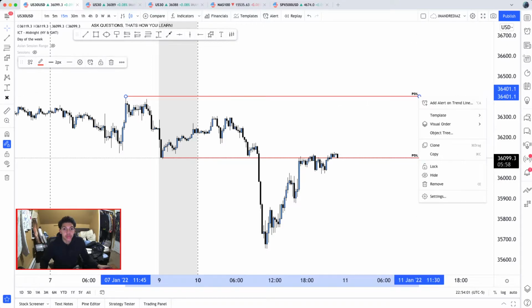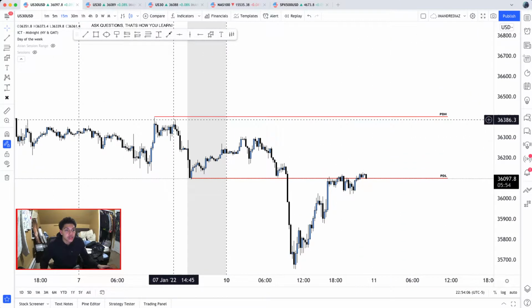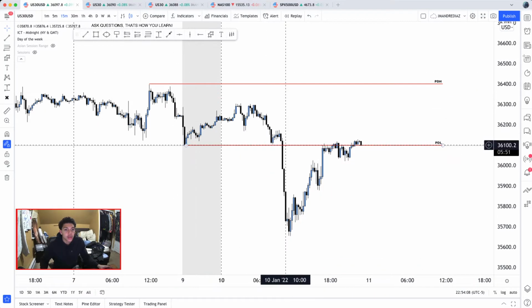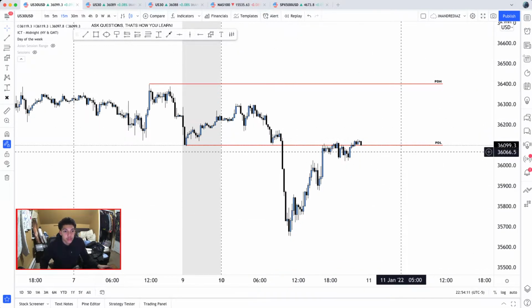Oh, I didn't mean to put previous day's low. We know that because clearly price didn't trade any higher than yesterday's high, and it continued to trade lower, and then we had a significant drop, as you guys can see.